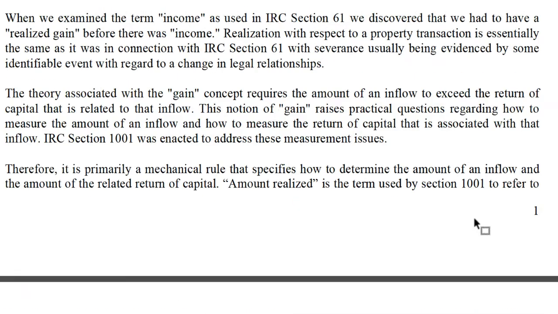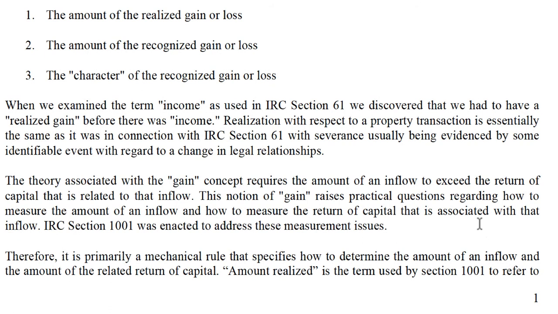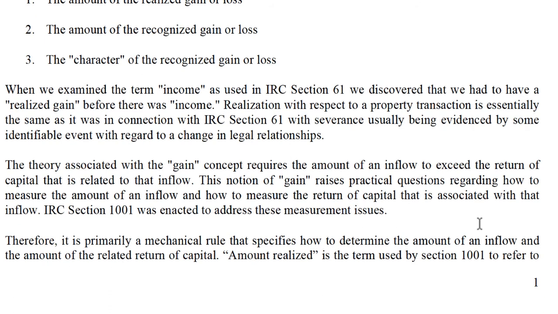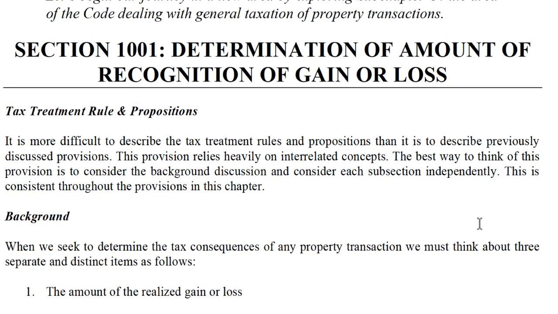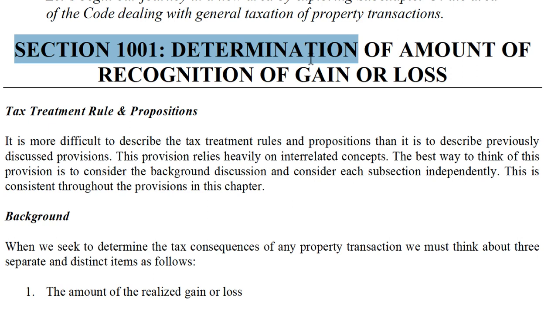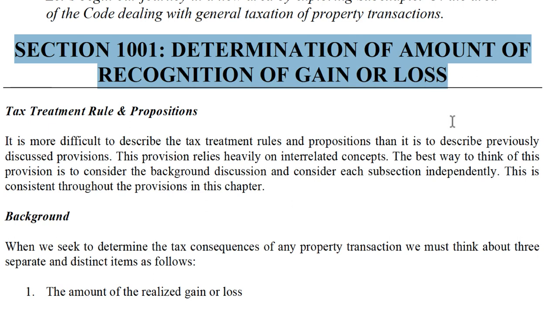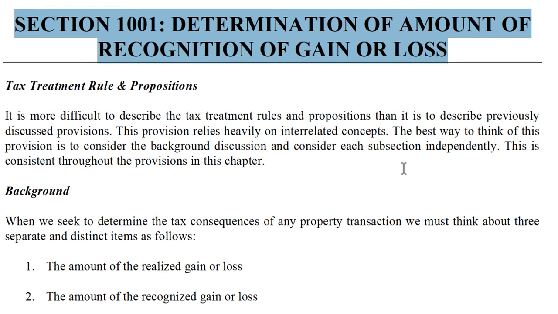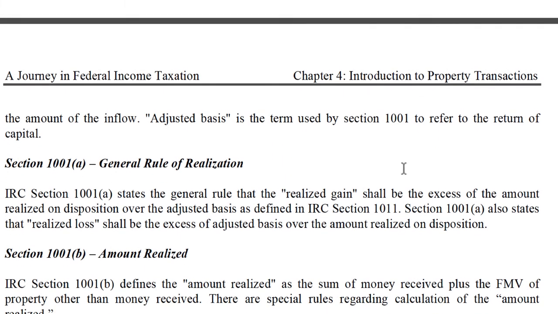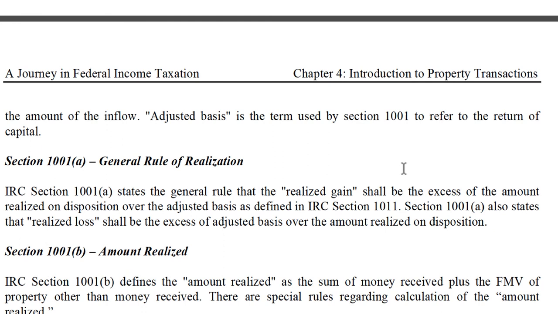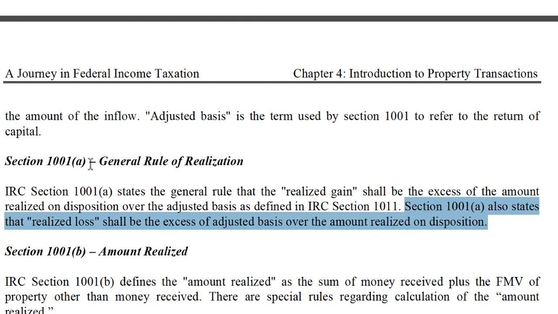So the formula is going to be the amount realized minus the adjusted basis, and that gives you the realized gain or loss. And that's under Section 1001. Section 1001, determination of the amount of recognition of gain or loss. That is amount realized minus adjusted basis. So now we have to ask, what exactly is the amount realized? Okay, so here's that formula, amount realized minus adjusted basis under Section 1001(a).